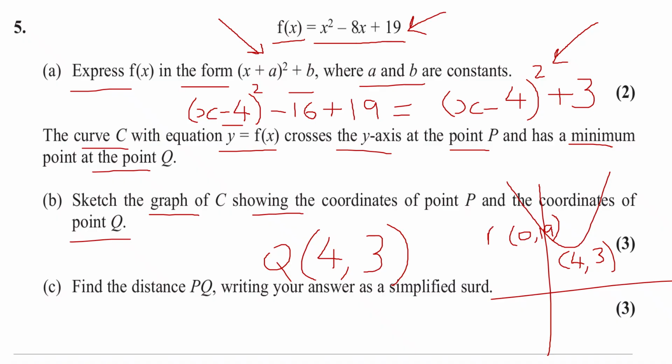So the y-axis is the line x equals 0. So we sub in x is 0 to work out the y value, and then to work out the coordinates of Q, once we have the completed square form, we flip the sign for the x coordinate. So instead of minus 4, it'd be plus 4, and the y coordinate is just the number on the outside of our completed square version.